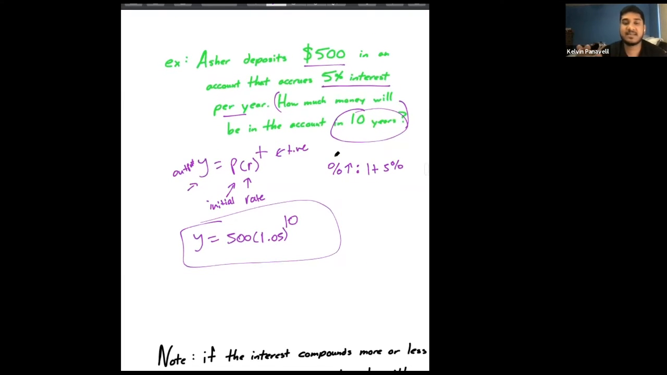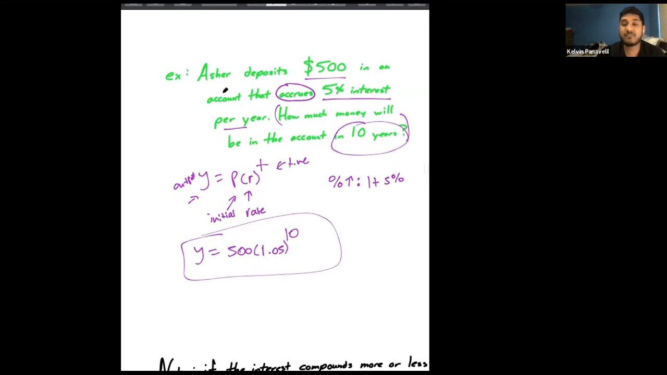Imagine if your bank told you your account is going to grow by 5%, and then the next year you only had 5% of the initial value, which means you lost 95%. So anytime you have percent growth or decay, it's all the same stuff. Start with that 1 and then add or subtract. So 5% is 0.05, so it'd be 1 plus 0.05.